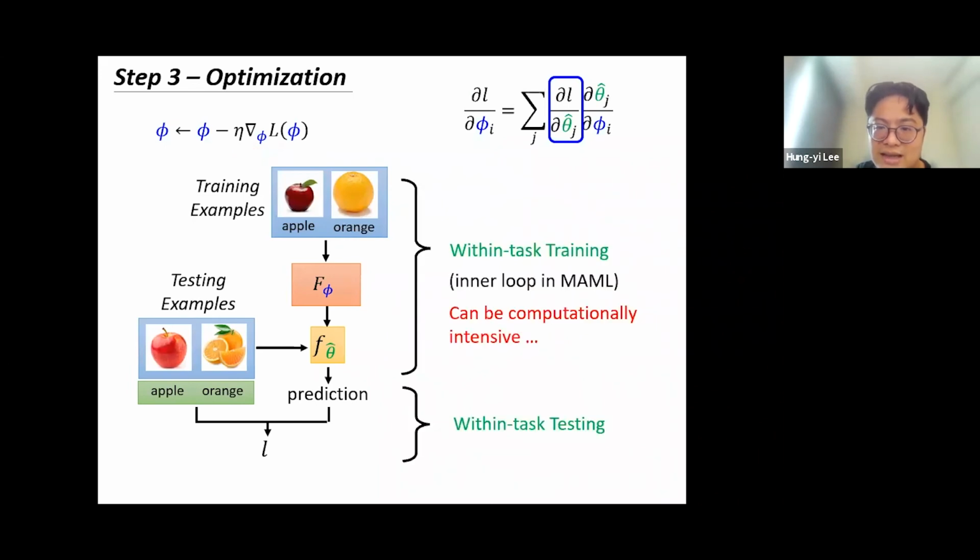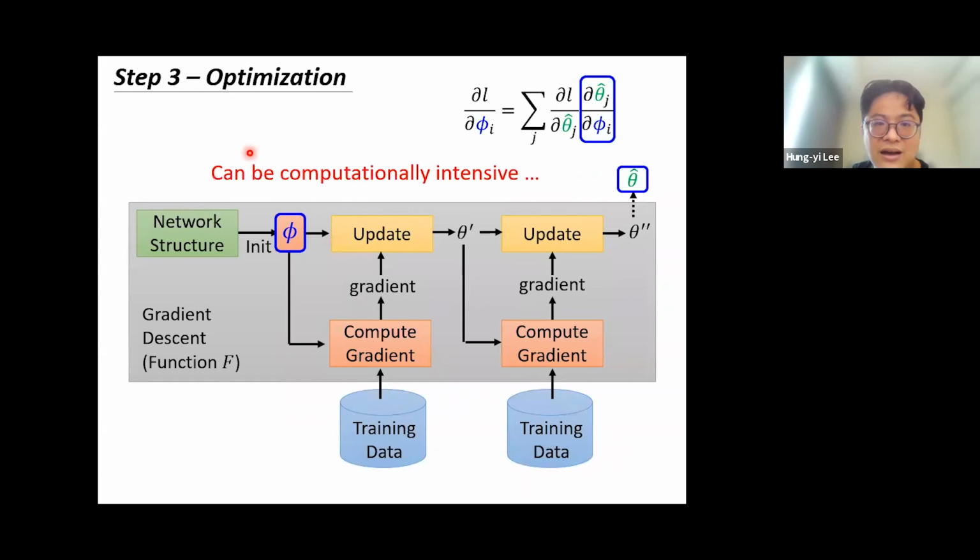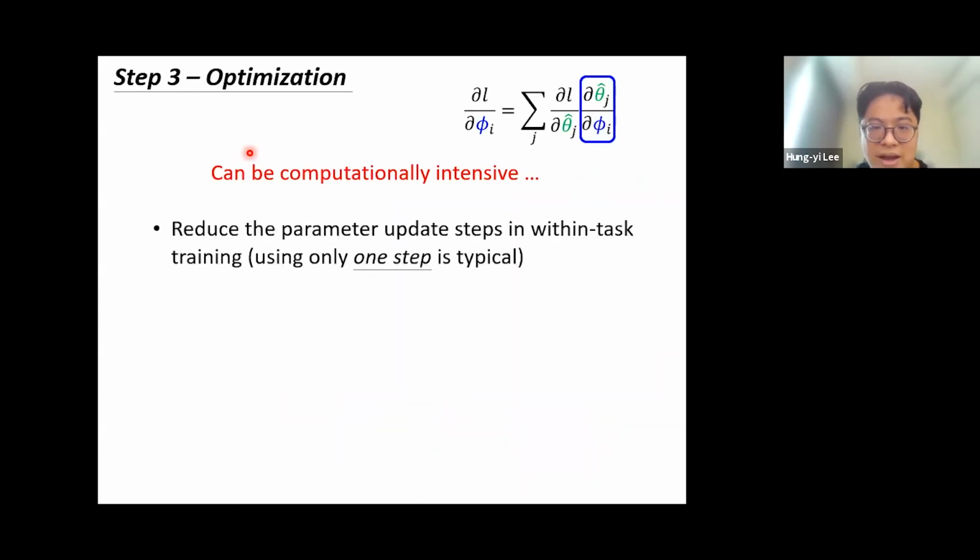So there are several ways to try to simplify the whole process. The most widely used way is to reduce the parameter update steps. Usually in a typical gradient descent algorithm, you have to update your parameters hundreds of thousands of times to get the result. But in MAML, usually you assume that you only do one step of update. You only update your initialized parameter once, then the whole training process is done. This is to save computation.